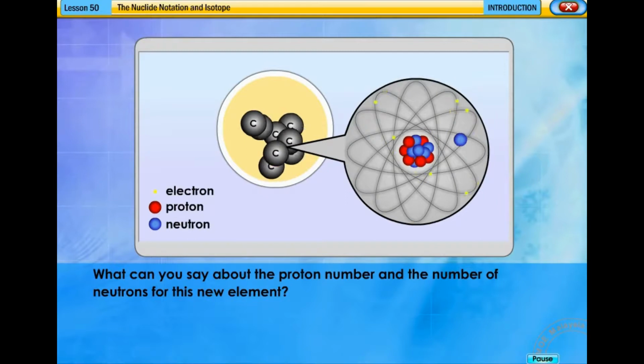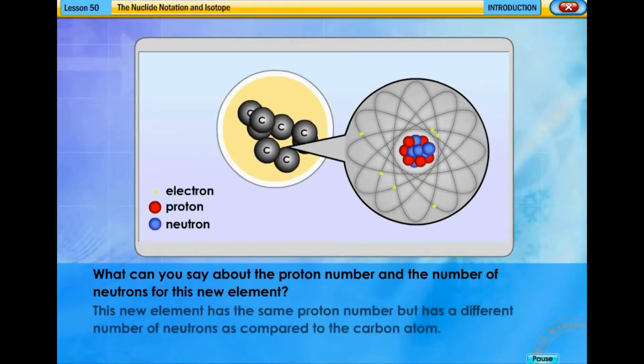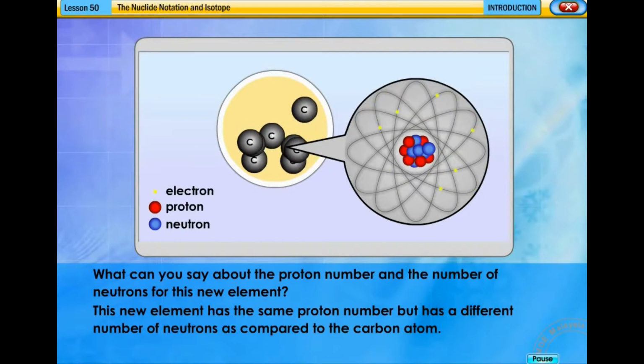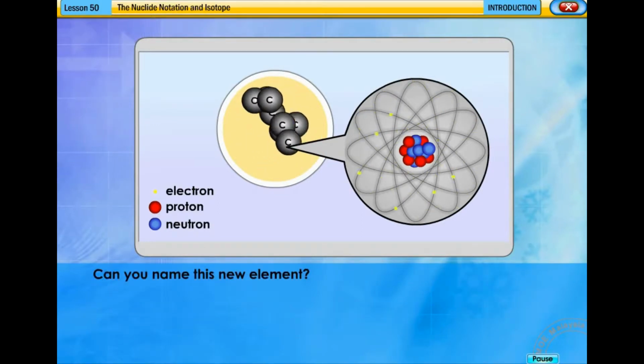What can you say about the proton number and the number of neutrons for this new element? This new element has the same proton number but has a different number of neutrons as compared to the carbon atom. Can you name this new element?